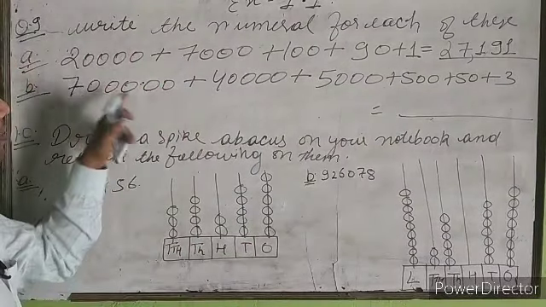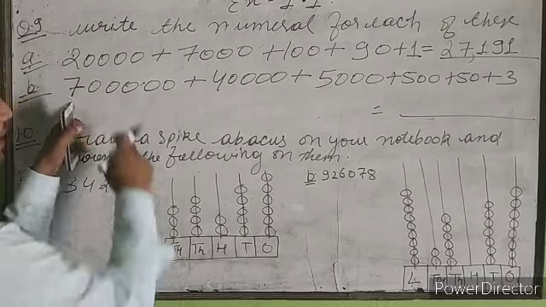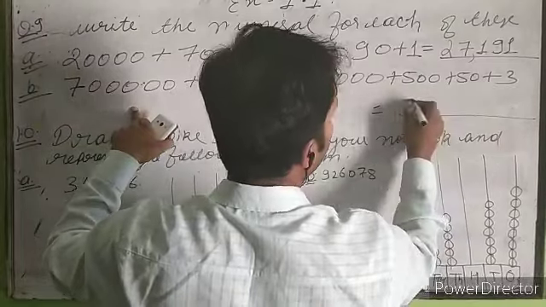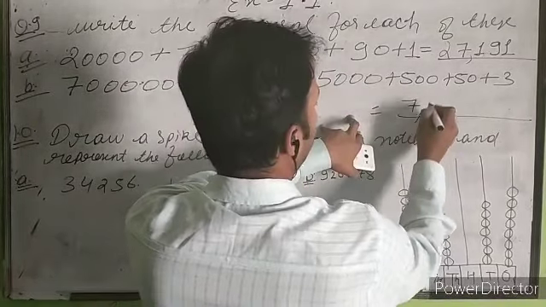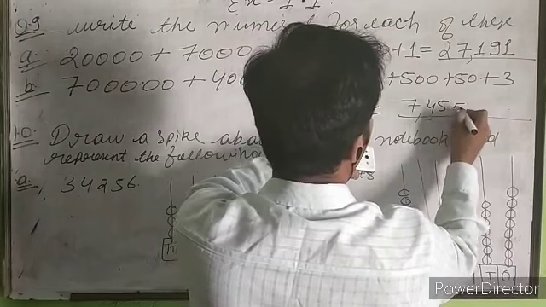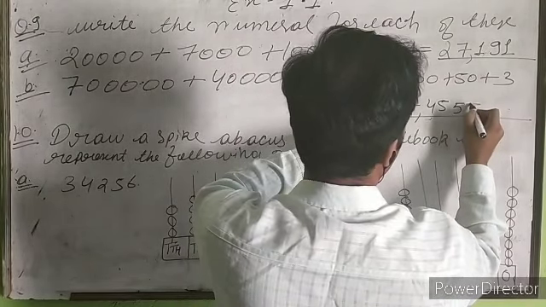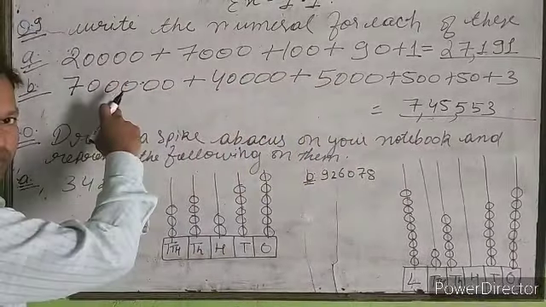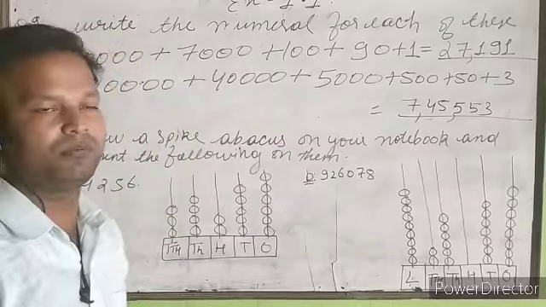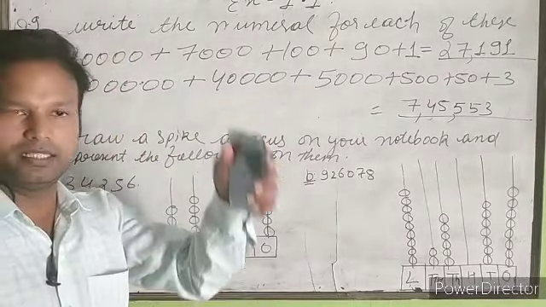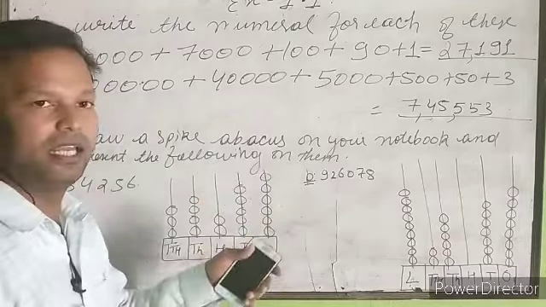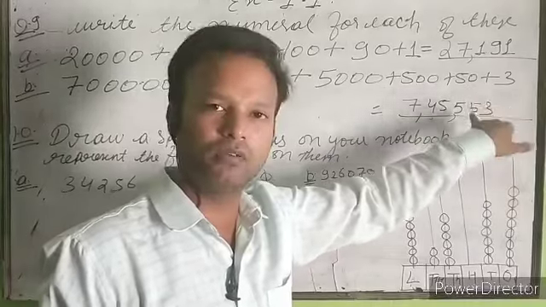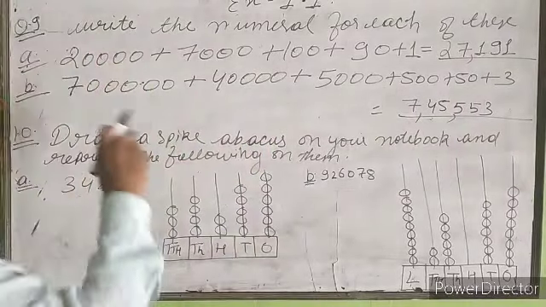And the B1 is ones, tens, 100, 1,000, 10,000, lakh. It is 7,45,553. In question number B also, you go in a rough column. If you are not able to write, just arrange in the column and do the addition. Then you come to know that we are right. You get the same answer, 7,45,553. Hope you understood this A and B.